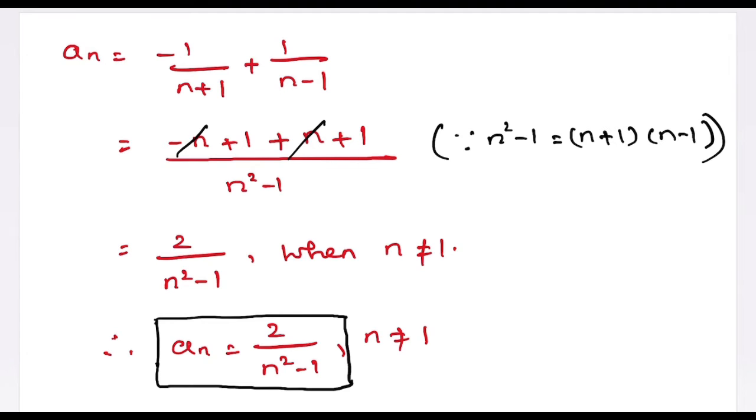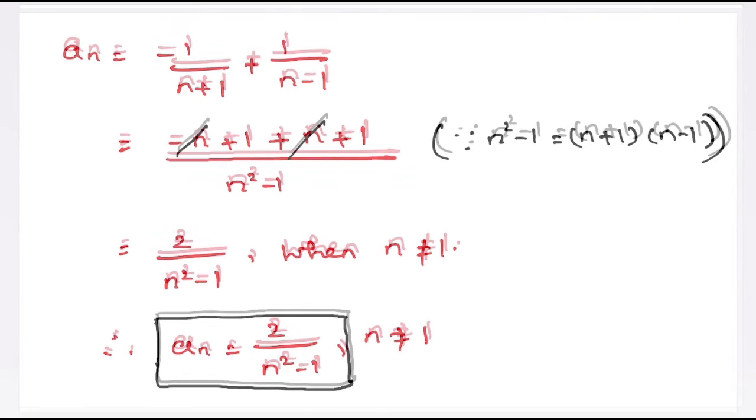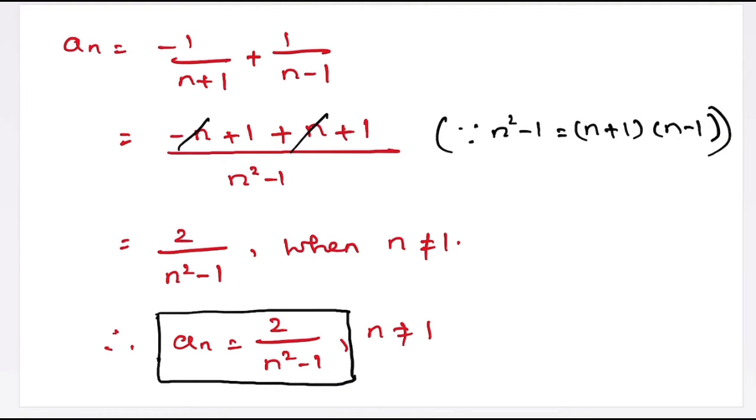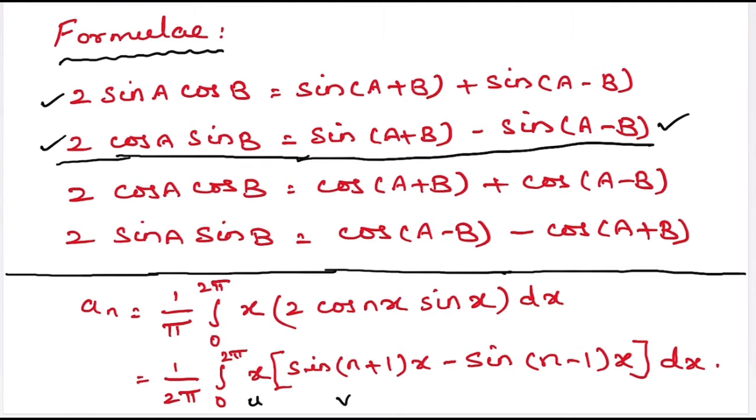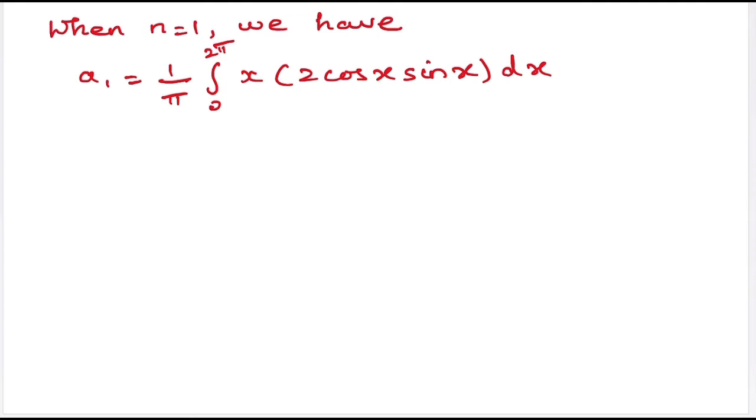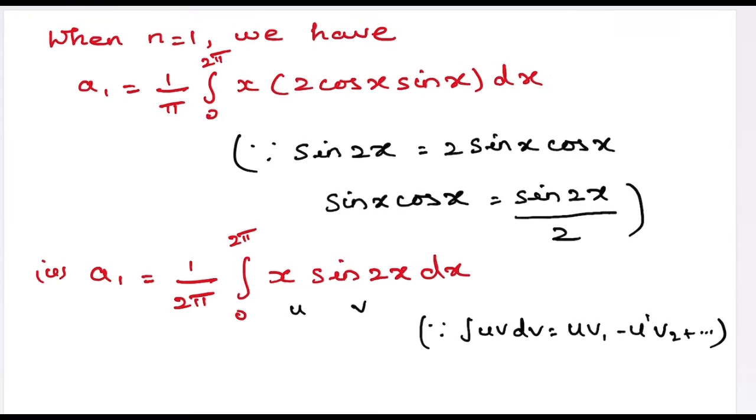We know that n square minus 1 is equal to n plus 1 into n minus 1. Using this formula, we get a n is equal to 2 by n square minus 1 when n is not equal to 1. Now find the value of a n when n is equal to 1. Put n equal to 1 in a n. We have a1 is equal to 1 by pi integral 0 to 2 pi x into 2 cos x sin x dx. Since you have the formula sin 2x is equal to 2 sin x cos x, from this sin x cos x is equal to sin 2x divided by 2.